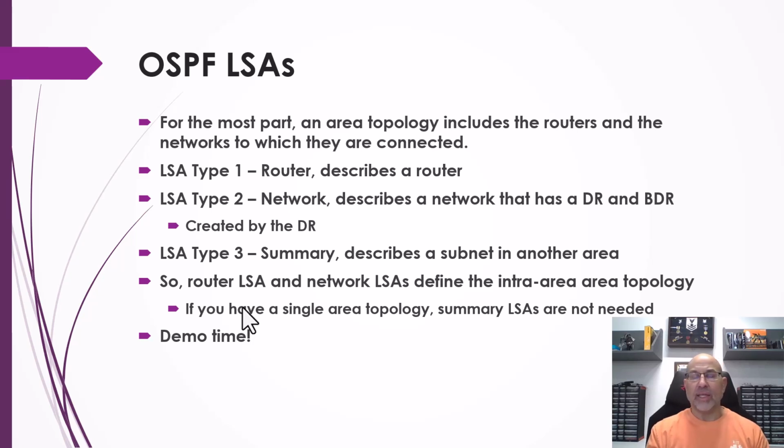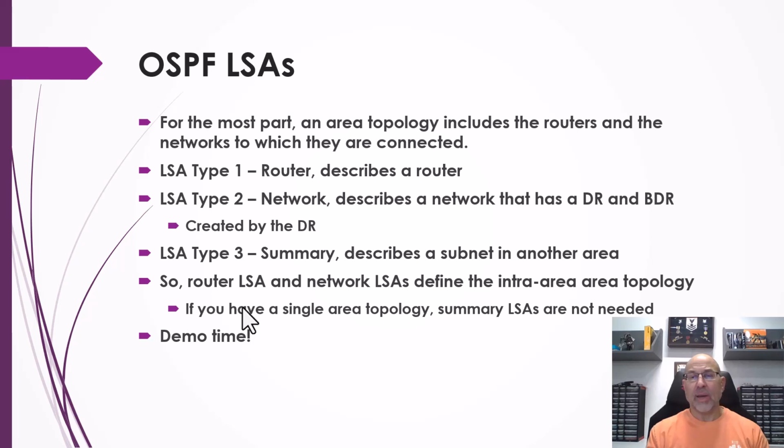And then there's LSA type 2, or the network LSA, which describes a network that has a designated router and a backup designated router. These LSAs are created by the designated router. Now, if you have multiple areas, then you'll also have a type 3 LSA called a summary LSA. So when it comes down to it, if you have one area, router LSAs are going to be there, network LSAs are going to be there, and they'll define the intra-area topology. If you have a single area topology, you will not see summary LSAs.